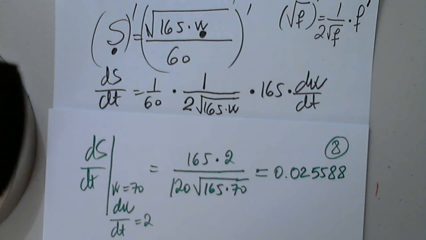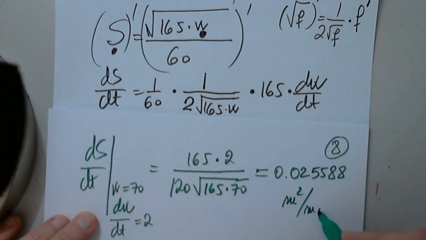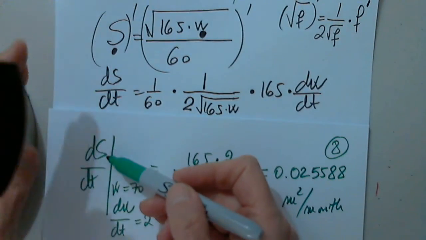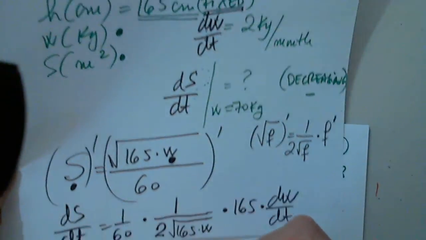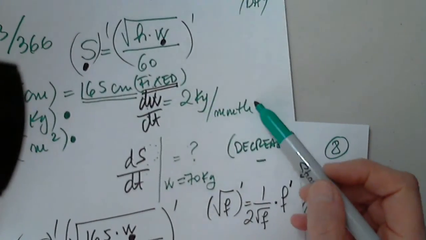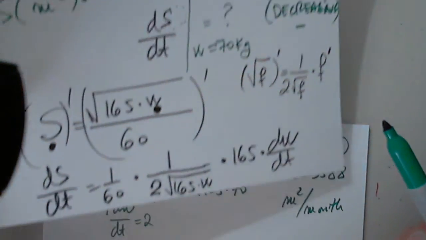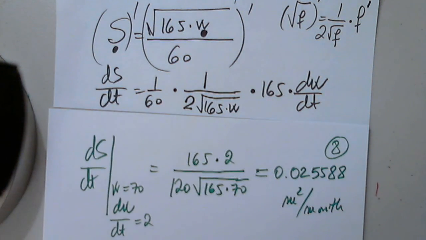Measurement unit, please. Would it be meters squared a month? Meters squared per month. Excellent. Because surface area is given to us in meters squared and time is given to us in months. Excellent. Great job.